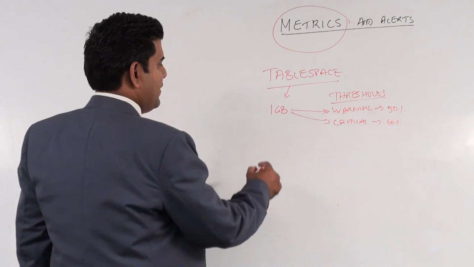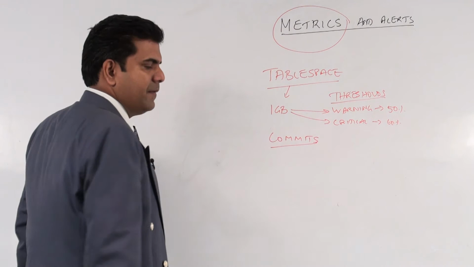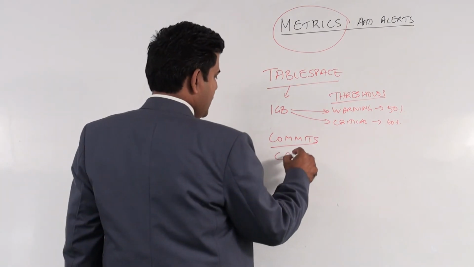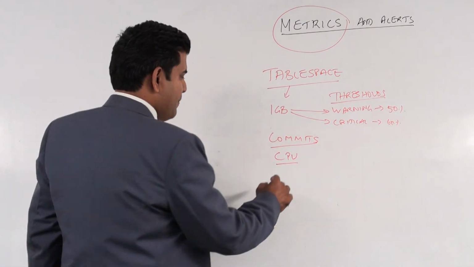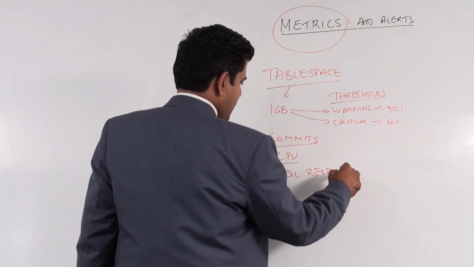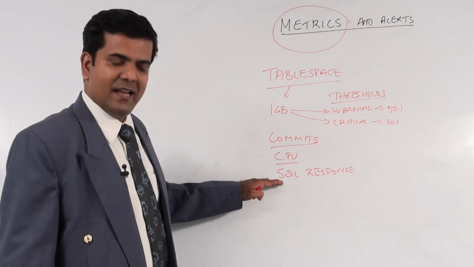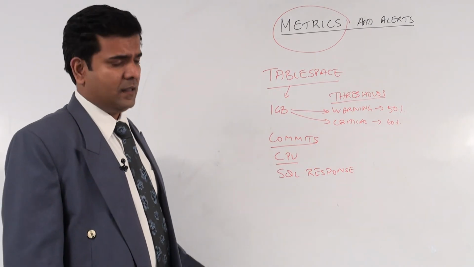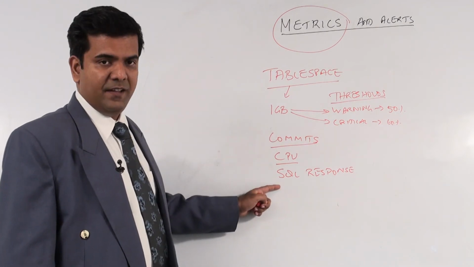I could end up having a metric which monitors the number of commits that are happening in the database. I could have a metric that will monitor CPU usage. I can have a metric that monitors the average SQL response time. There are enough options available to configure various metrics which you can manage.